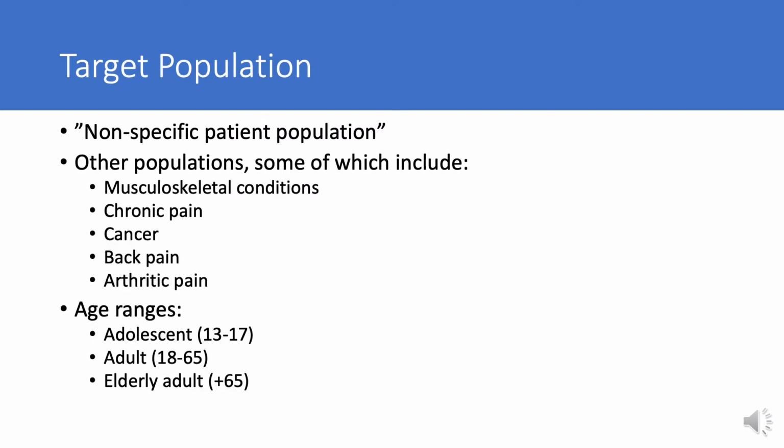The McGill Pain Questionnaire isn't specific to any sort of population. There's no real target as it works for everybody. It'll work for any sort of condition: musculoskeletal conditions, chronic pain, cancer, back pain, arthritic pain, and any other sort of pain that you can think of. There is no age range for it, as it's very comprehensive and works for anybody above the age of 13 that can answer for themselves. And so it works all the way from adolescents through elderly adults.